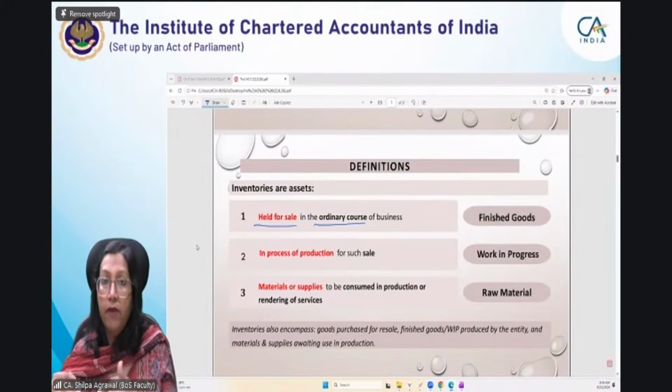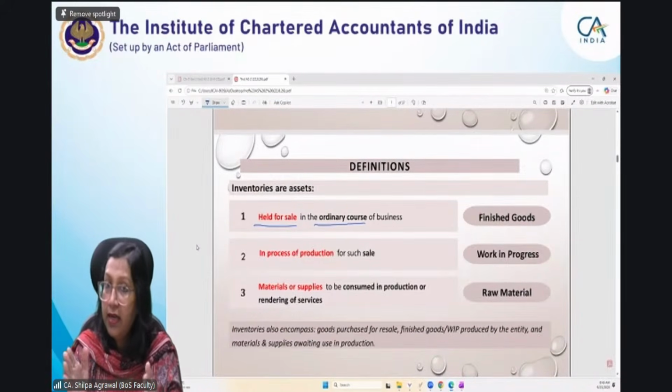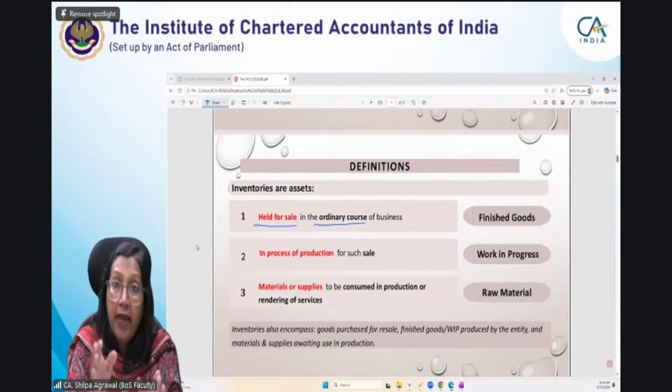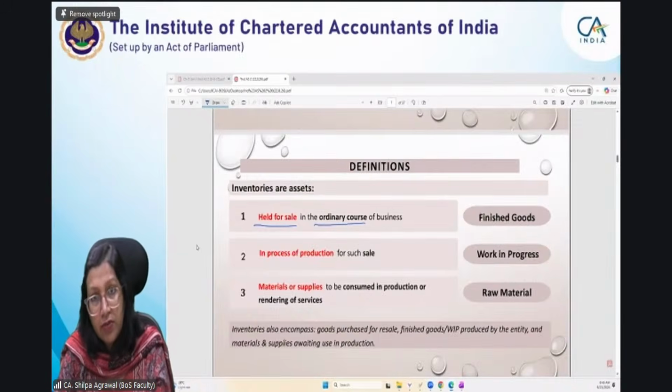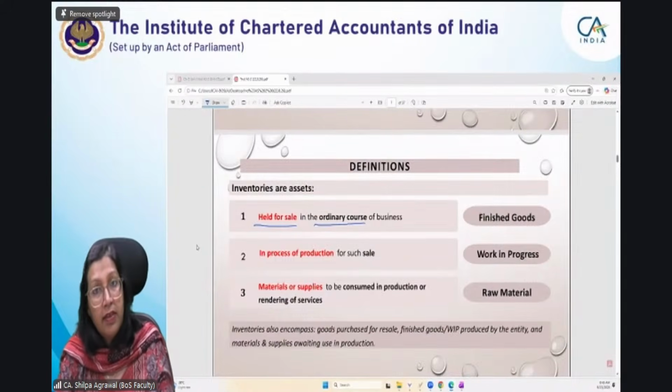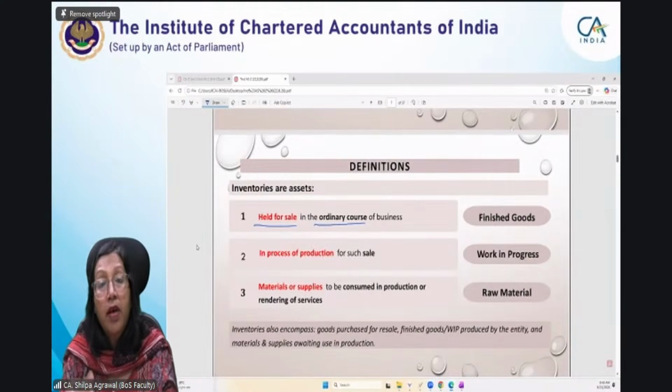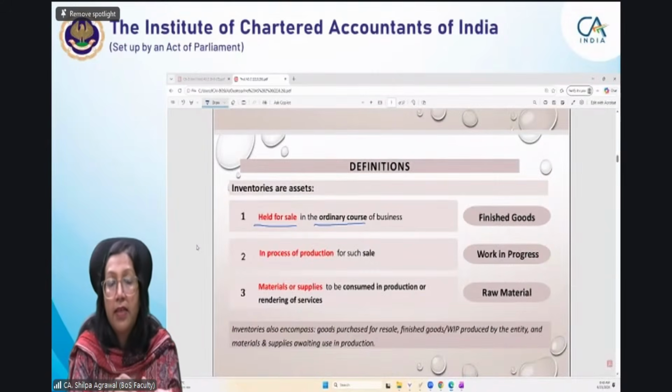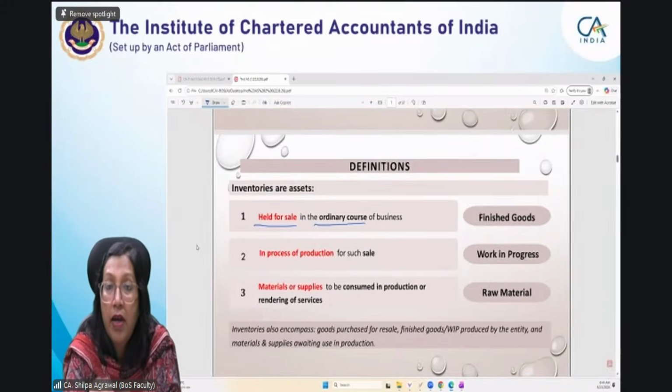And when do we measure inventory? We measure inventory at the reporting period, on the reporting date. Okay. So it is not necessary that on the reporting date everything has been converted into finished goods. In case you're dealing with manufacturing, it is not necessary that everything is ready for sale. So that will be work in progress also. Any current asset that is held for sale in the ordinary course of business will also fall under the definition of inventories.